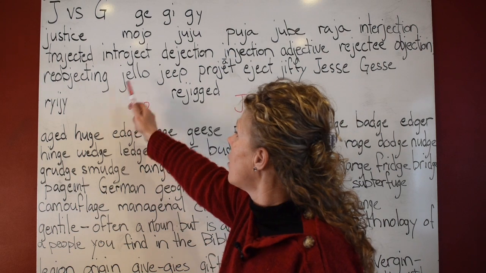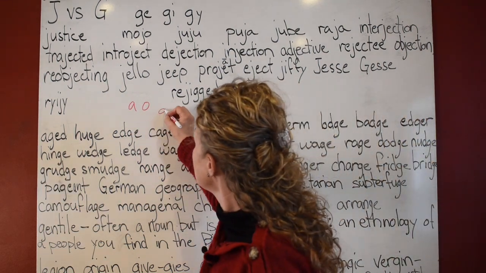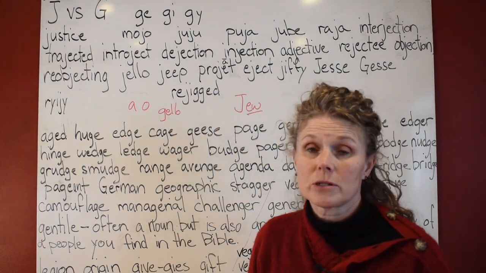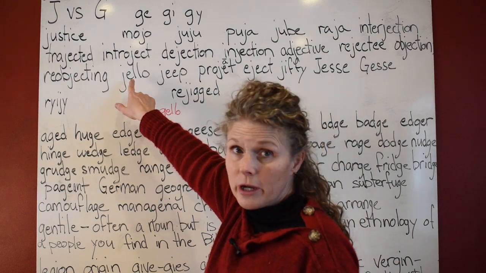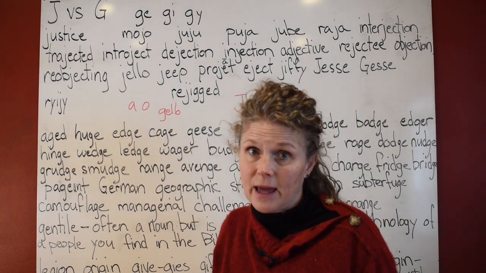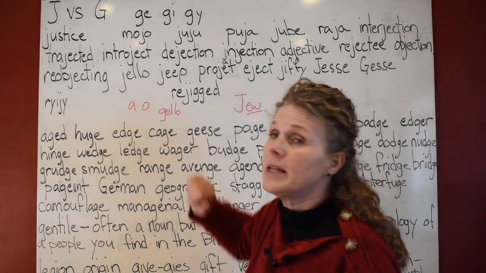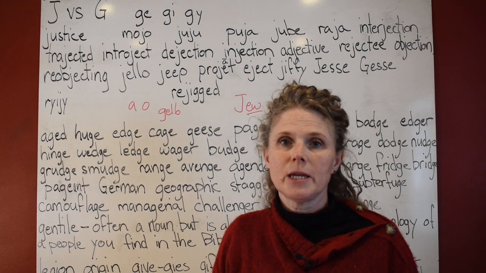Now, jello, this would be harder to spell, because could it be G-E-L-L-O? This is when you have to start studying your spelling words, because you could spell it right like that, but it would be wrong. Jeep, see how they're at the beginning of words. These are words that we use often in the English language.